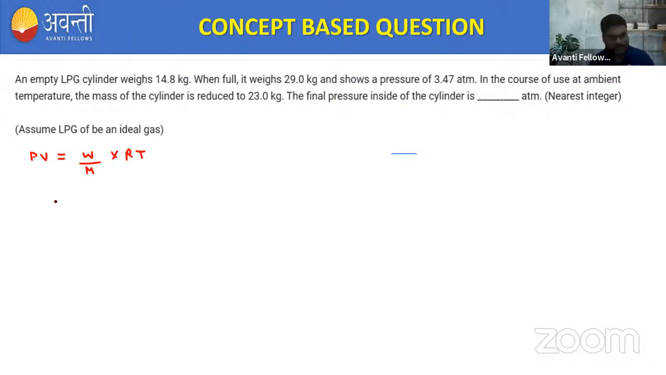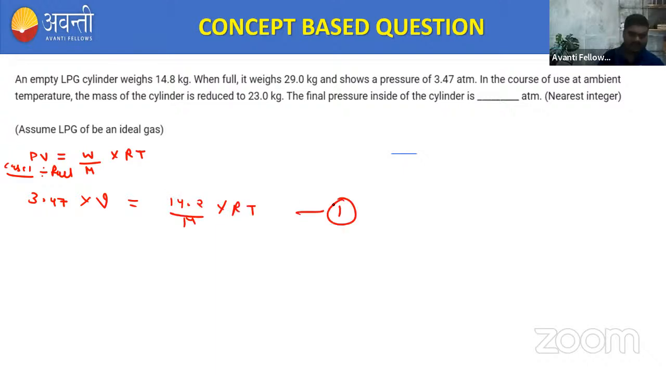तो जब गैस फुल है तो वहां पे टेम्परेचर कितना है भाई? जल्दी बोलो, प्रेशर कितना है? 3.47 atm. तो ये केस 1 है. केस 1 कौन है? केस 1 जब सिलेंडर फुल है. तो प्रेशर इज 3.47, वॉल्यूम इज V, and this mass is given, that is 14.2. This is the molar mass M, and this is RT we have. So this is equation number 1.